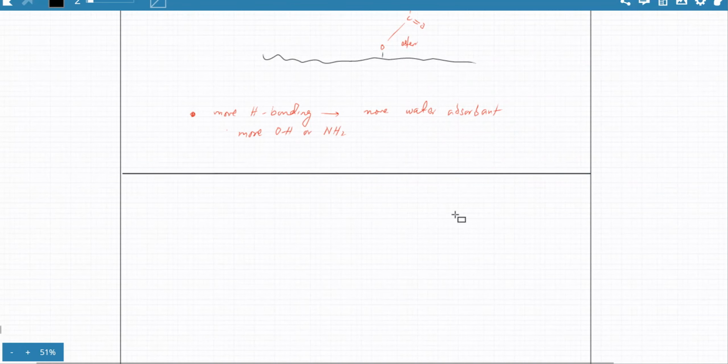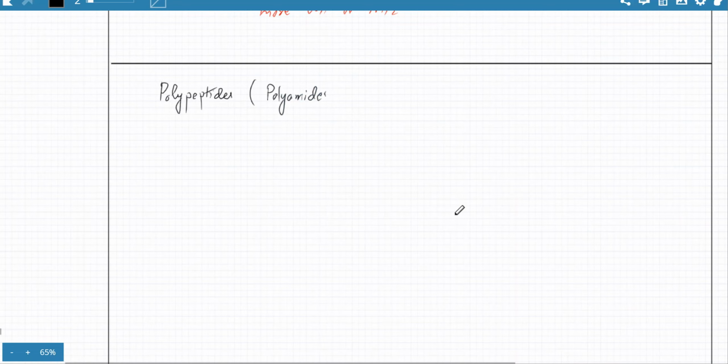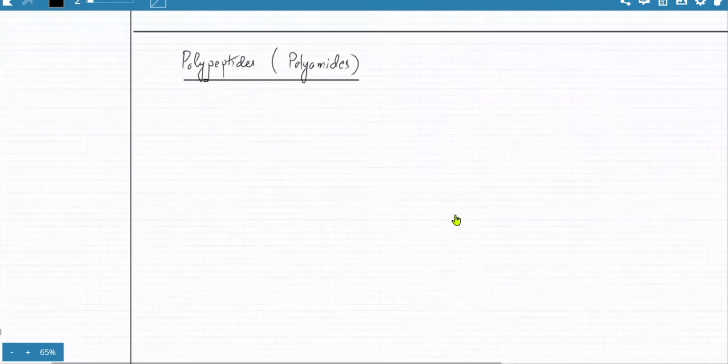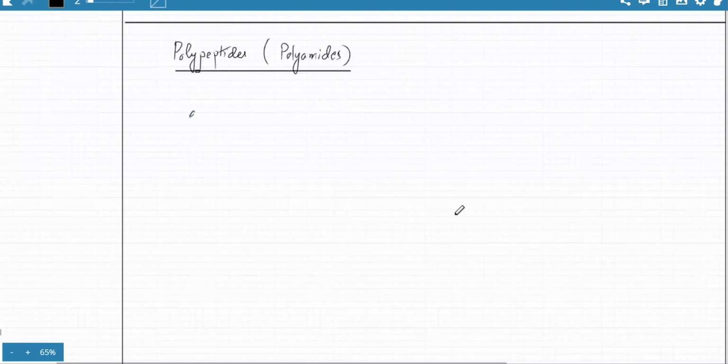Amino acids are a type of polyamide. They're called polypeptides, which are basically the same as polyamides. They have amide linkages. So that's the name. What's an amino acid? Amino acid is the basic building block of any living organisms basically on planet Earth. Everything is pretty much made out of proteins.